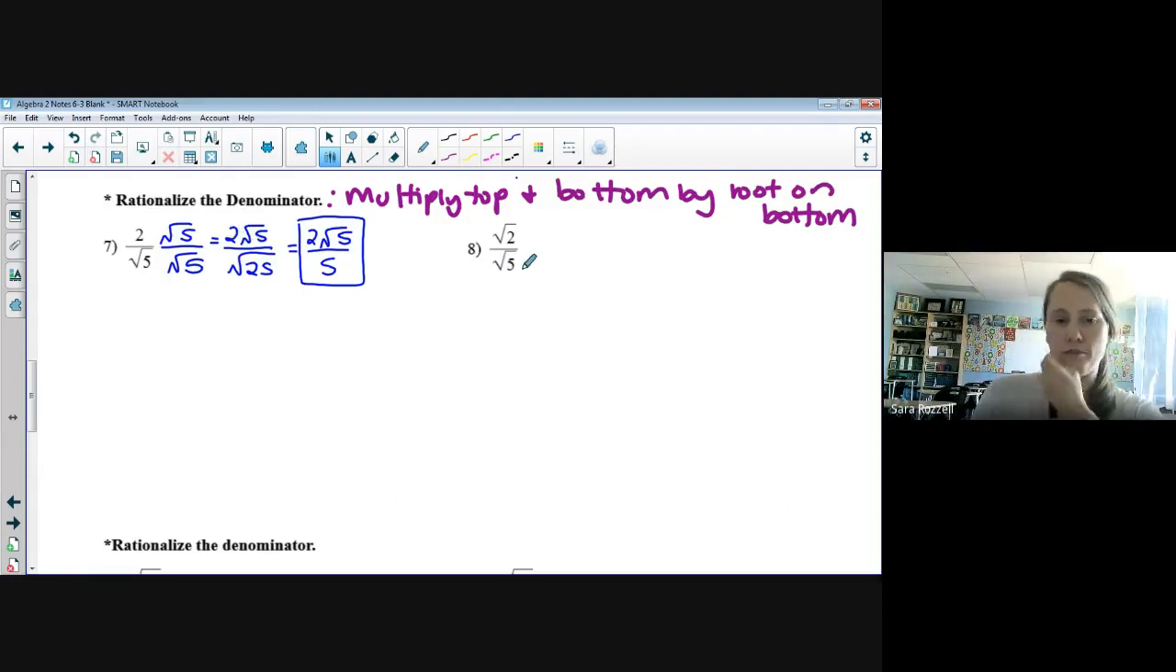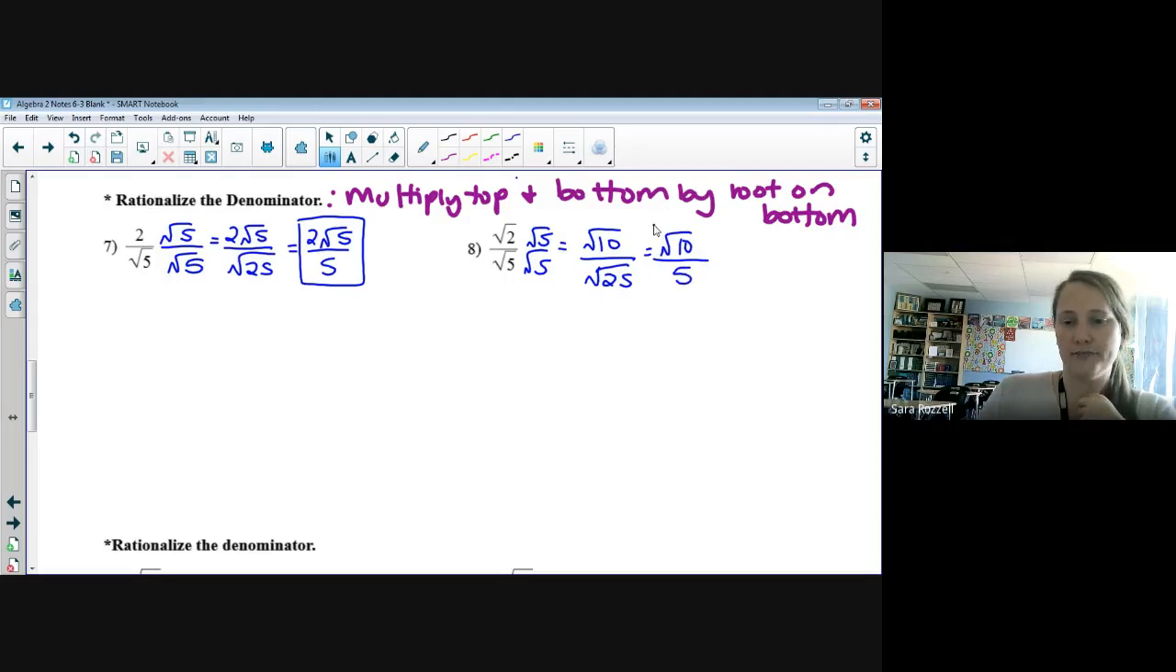It's a little different on number 8. So we have root 2 over root 5. What is our square root on the bottom? Square root of what? 5. So we'll do that on top and bottom. That makes the square root of 10. We actually multiply them together because they were both in the square root sign, over the square root of 25. And the square root of 25 is 5.